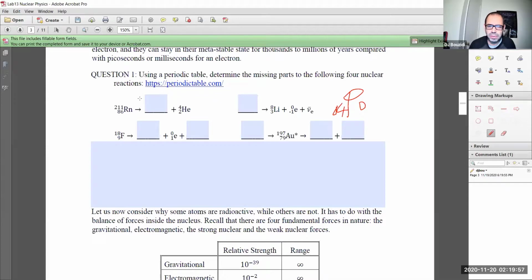What should I put on the top in here? What number should I put in here? 207. Because we do 211 minus 4, so it's 207. Does everybody agree? Okay, at least one person, a few people are on.